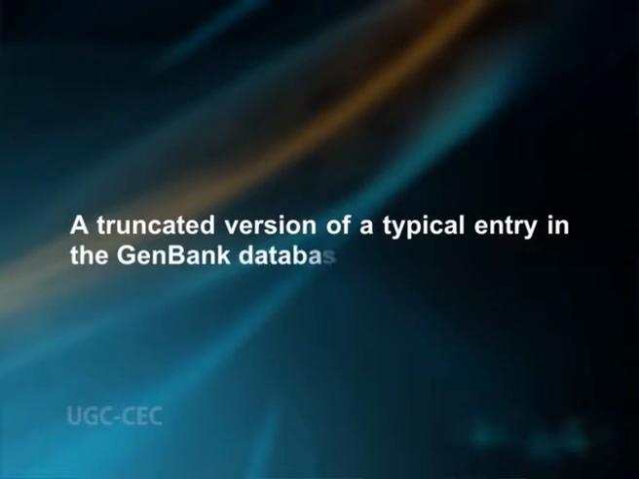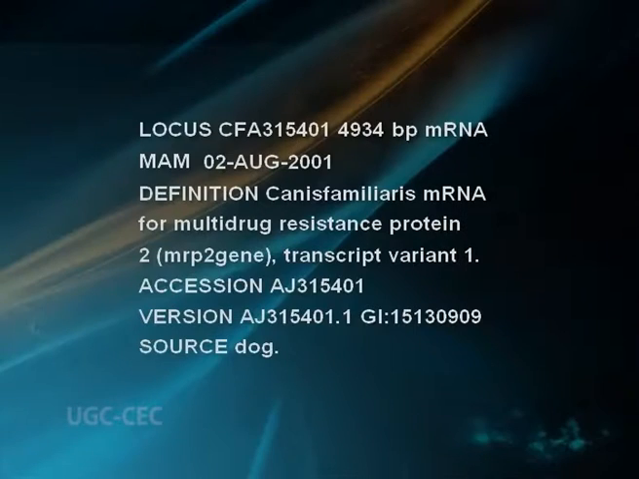The word ORIGIN at the beginning of the sequence indicates the beginning of the sequence data. The end of the sequence is demarcated by a double slash symbol. A truncated version of a typical entry in the GenBank database is shown here.